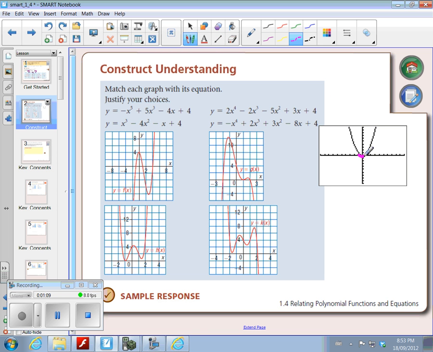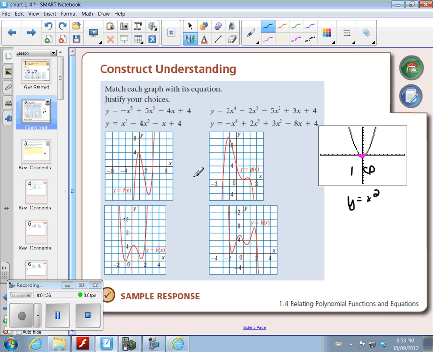And I'm just going to point out that that is y equals x squared, and that there's one critical point. A critical point is where a maximum or minimum occurs. Okay? Now, that being said, exponent of 2, one critical point.